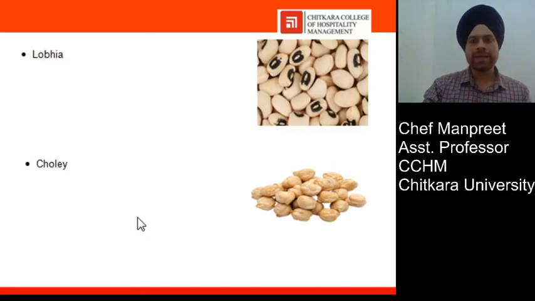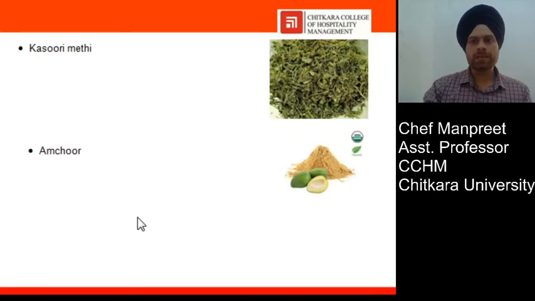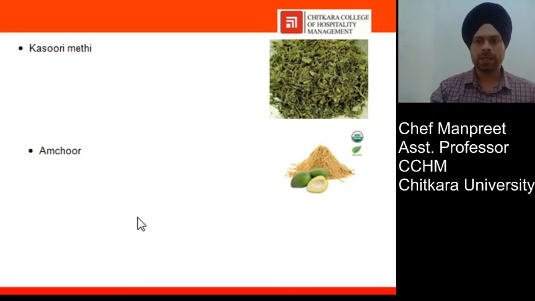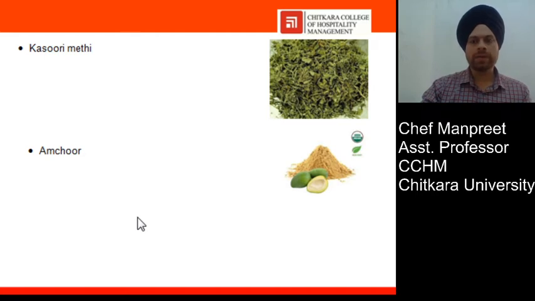Chole is white chickpeas, which is used for the preparation of pindi chana. Kasuri methi is a kind of fenugreek leaves used for various dishes like murg methi malai and other Punjabi preparations like butter chicken, paneer makhani and dal makhani. Amchur is dry mango powder. We take raw mangoes, peel them, dry them in the sun and then grind them into a fine powder.